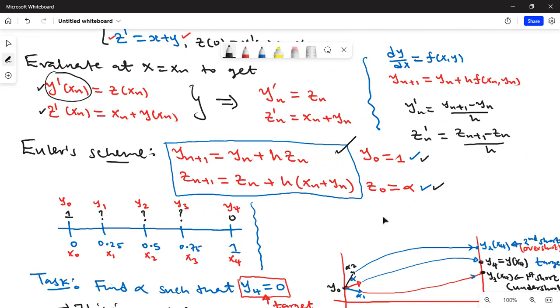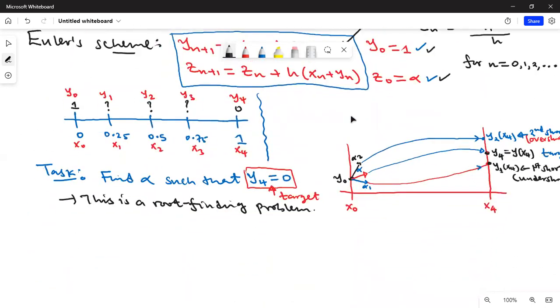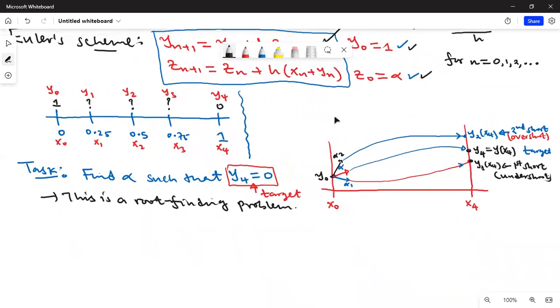We start with the first iteration. Remember, we are iterating for n equals 0, 1, 2, etc., until we get to y4. We stop at y4 because once you get to the target, you stop there. So let's write the first iteration where n is equal to 0.